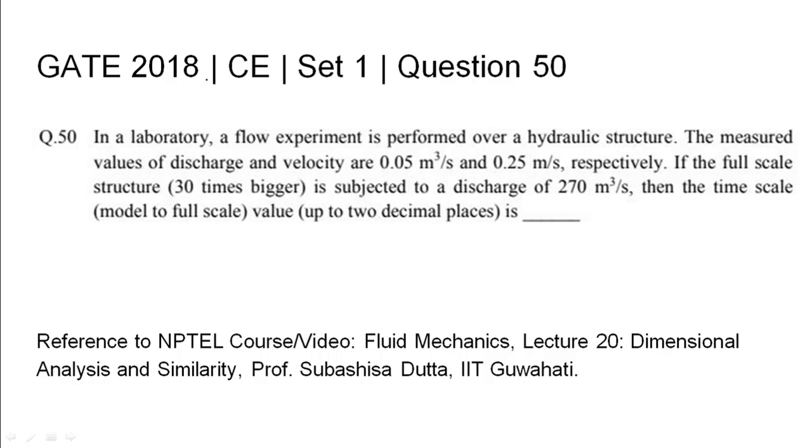GATE 2018 Civil Engineering Set 1 Question 50. In a laboratory, a flow experiment is performed over a hydraulic structure. The measured values of discharge and velocity are 0.05 meter cube per second and 0.25 meter per second respectively. If the full-scale structure 30 times bigger is subjected to a discharge of 270 meter cube per second, then the time scale model to full-scale value up to 2 decimal places needs to be found.